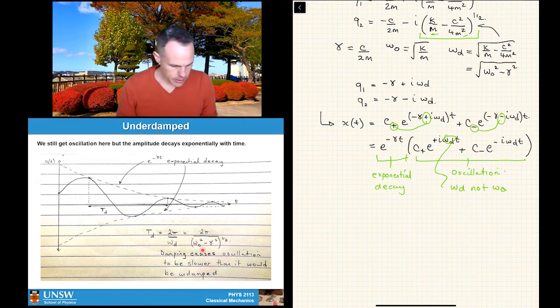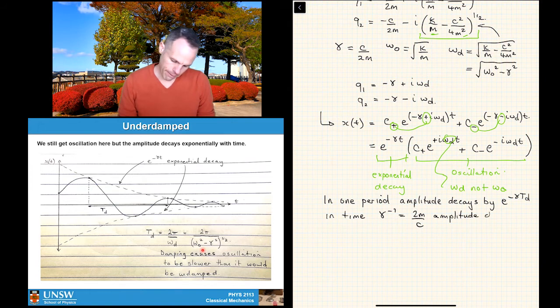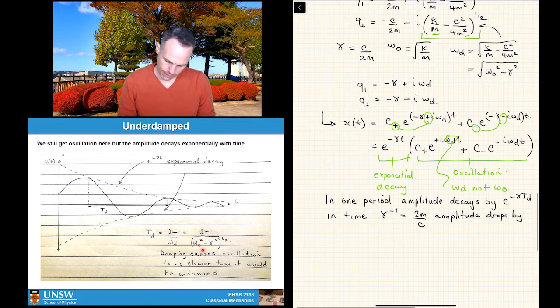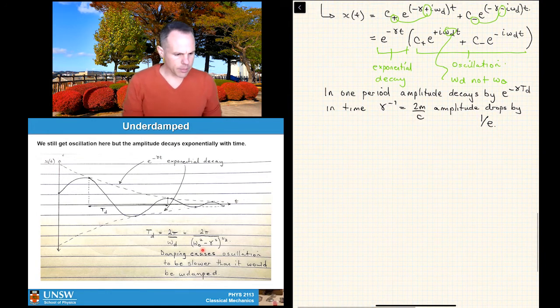And what we find in this particular situation is that in one period of oscillation, our amplitude decays by e^(-γT_d), okay? Or another way to put this is in time, γ^(-1) equals 2m/c, the amplitude drops by 1/e. Okay, we get this nice exponential decay behavior.